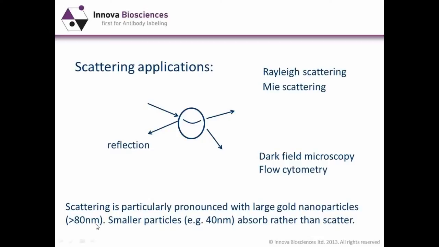In this particular case, the scattering application, scattering is more pronounced with large gold particles than with small ones. So the smaller ones tend to absorb rather than scatter light. So a couple of applications. Dark field microscopy. This is where in the eyepiece you see just scattered light. You can't see light that hasn't been scattered. So you see the specimen against a dark background. And flow cytometry is another well-known application that can involve scattering. So gold is used in these applications, especially the large particle sizes.